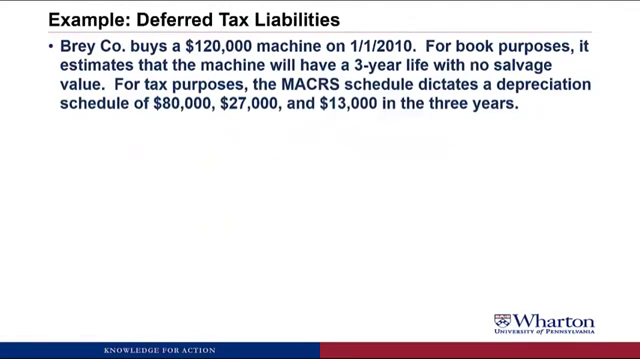Okay, let's do an example. So Bry Company buys a $120,000 machine on January 1st, 2010. For book purposes, it estimates the machine will have a 3-year useful life with no salvage value. For tax purposes, the maker's schedule dictates a depreciation schedule of $80,000, $27,000, and $13,000 in the 3 years, over the 3-year life.